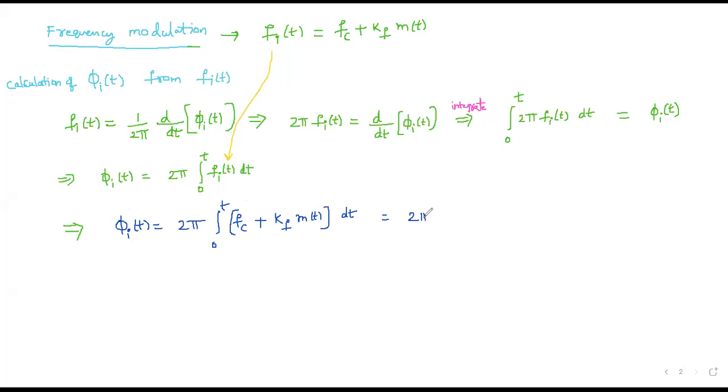So I have two terms here. What I will be doing is I'll separate the integration: 2 pi integral 0 to t fc dt plus 2 pi into integral 0 to t kf into m of t dt. Now, the first term, fc is a constant, right? What is fc? Fc is the unmodulated carrier frequency. Yes or no?